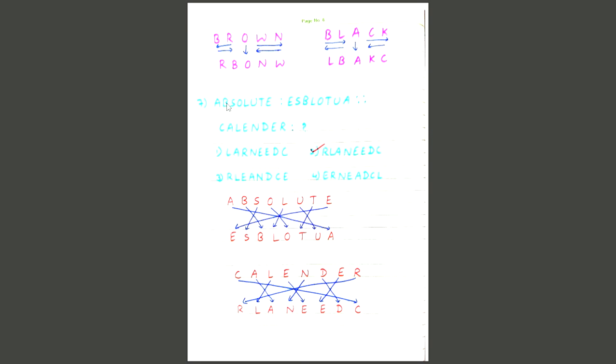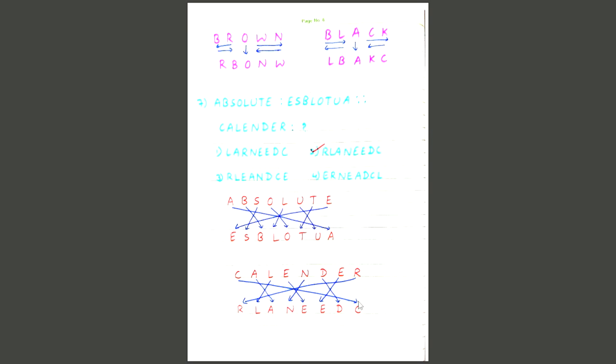Next, the seventh question. Absolute is coded as ESBLOTUA. Then calendar is coded as... Here A is the first letter, and A comes as the last letter in the word. E is the last letter and E comes to the first letter. Then B and S interchange their places. Then S comes in the second place, B comes in the third place. O and L also interchange their places. OL becomes LO. U and T also interchange their places. UT becomes TU. Like that we write for the calendar word.